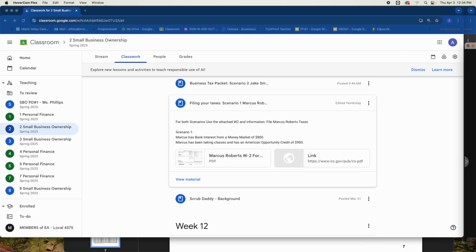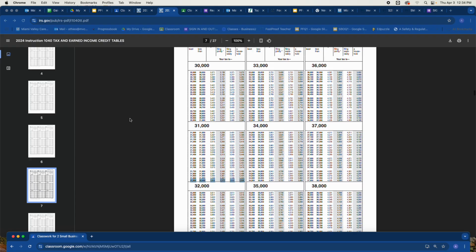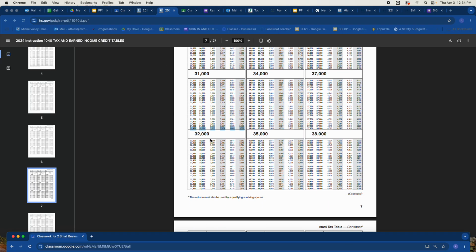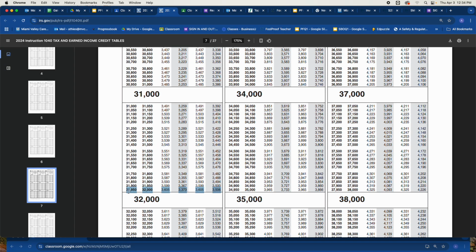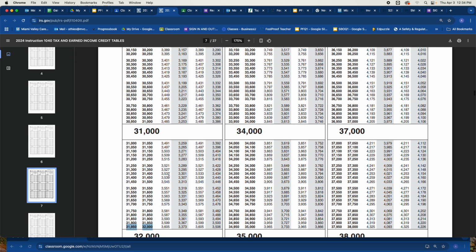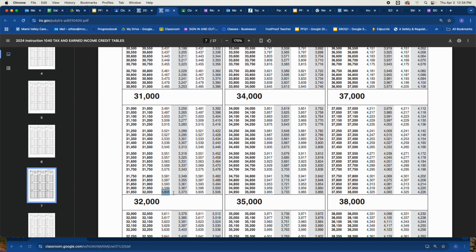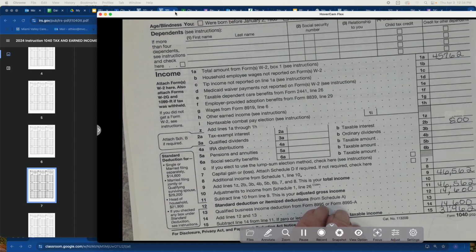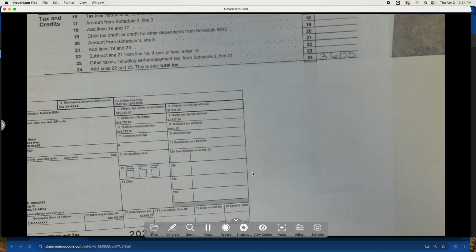We will use that to go into our tax table. This has been provided for you inside of Google Classroom. And inside of here, I'm going to zoom in on this, we're going to find that taxable income, that $31,962. So it is going to be in between these two. And he is single, so this first column is the single column. So $3,605 is what we are going to put on the back side of this up at the top.